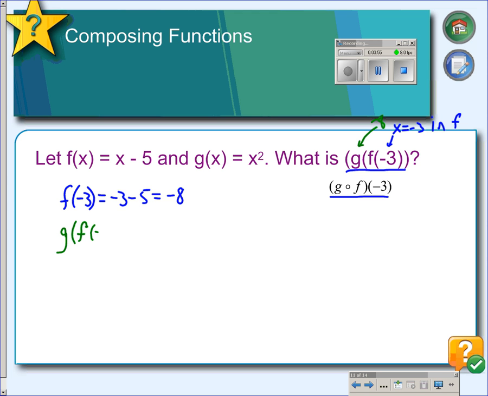So g of f of negative 3 is negative 8, the answer to f of negative 3, squared. That gives us 64. g of f of negative 3 is 64.